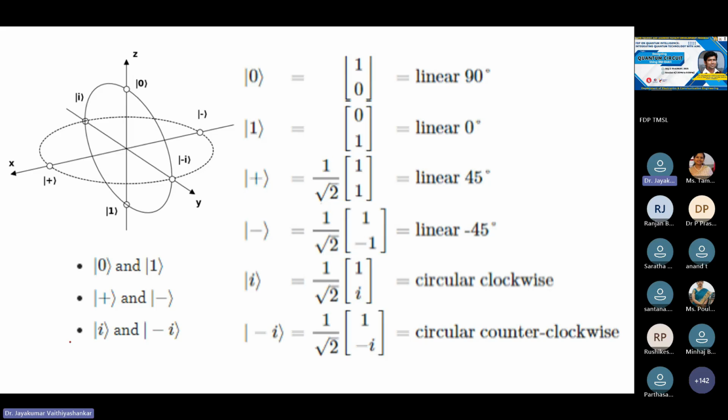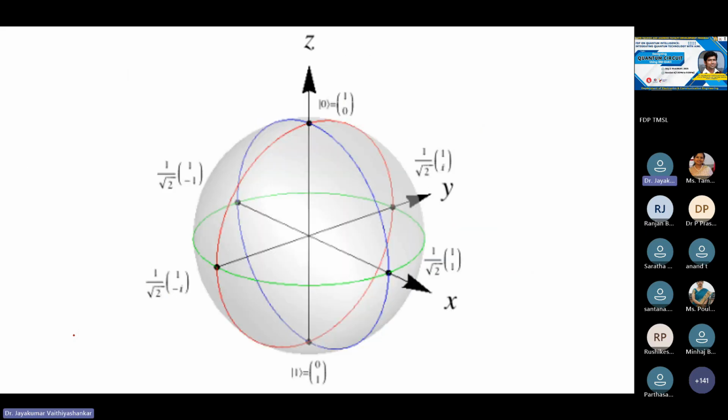Look at minus I, the opposite side of the y-axis. The second component of minus I is negative, which indicates these two are opposite in nature. If you have 3 pairs, you can represent any point in your Bloch sphere.